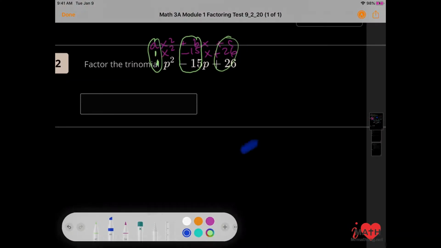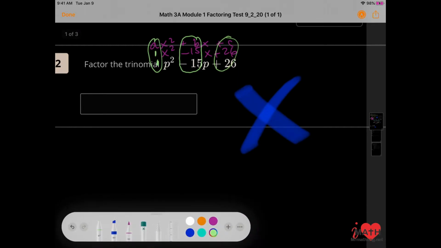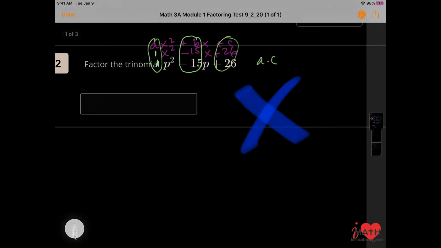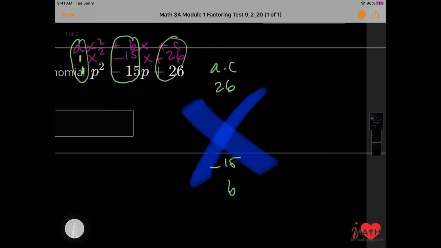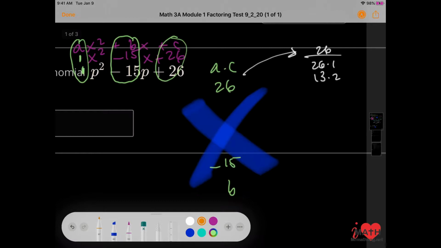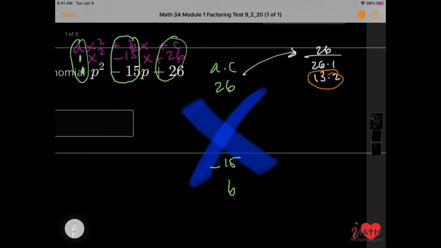Let's go ahead and make our x here. So a times c is going to be positive 26. My b value is going to be negative 15. Again, I like to write out all the factors here on the side, give myself a visual. So I have 26 times 1. I have 13 times 2. Which one do you think we're going to use? Well, 13 and 2 are going to add to be a negative 15. So that means they both have to be negative.